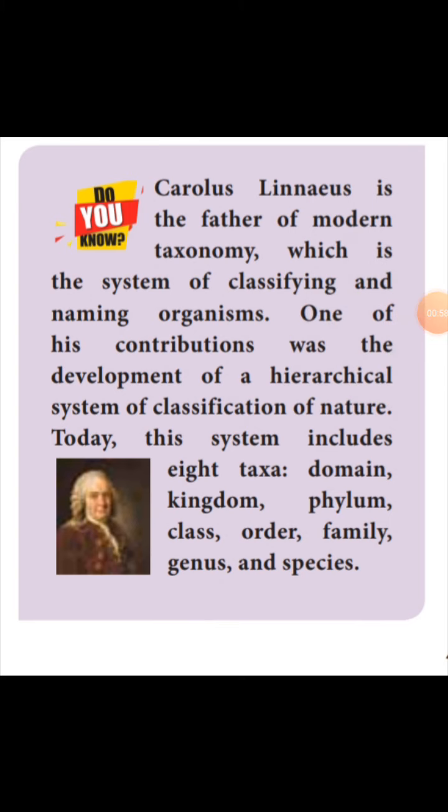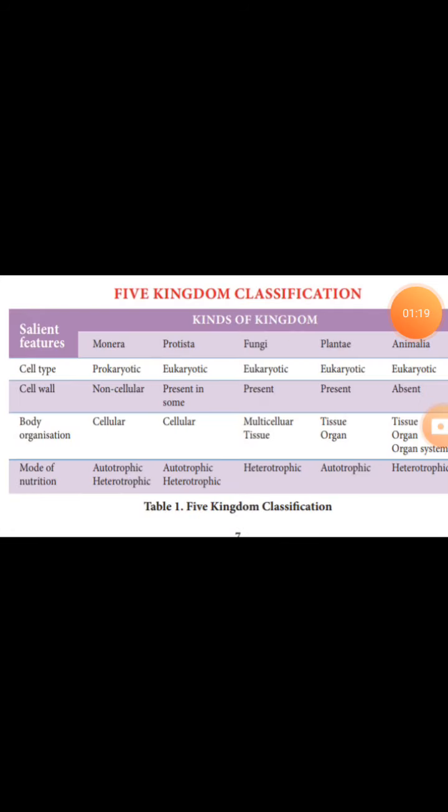One of the scientists is Carolus Linnaeus. He proposed the two kingdom classification. Another is the five kingdom classification proposed by Robert Harding Whittaker. Nowadays, we follow the five kingdom classification throughout the world. Okay, this is the five kingdom classification.